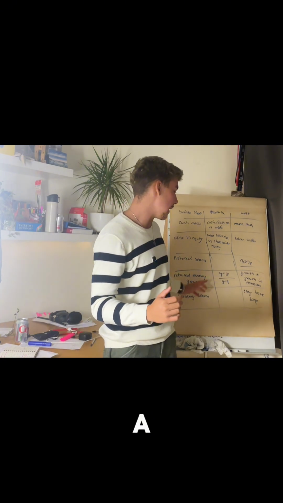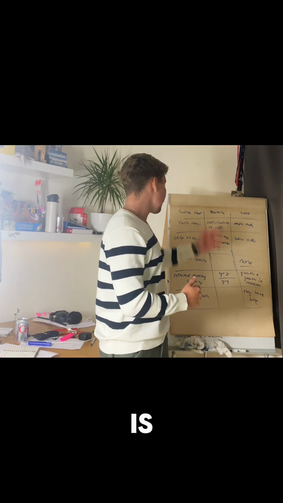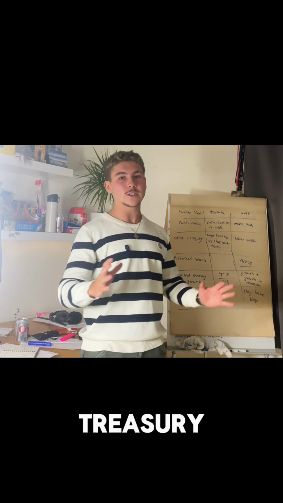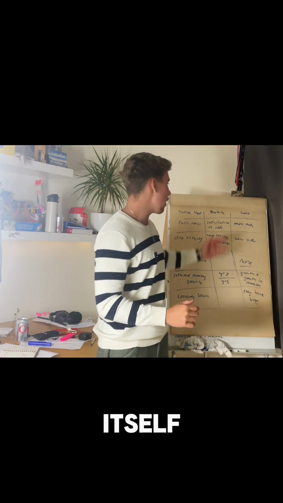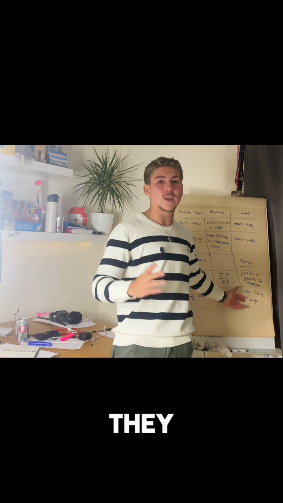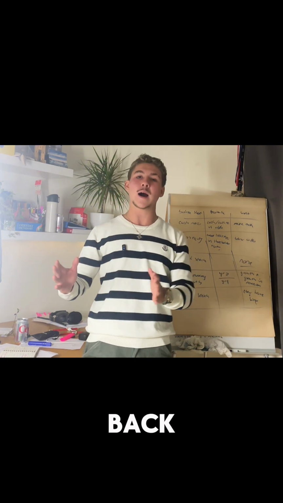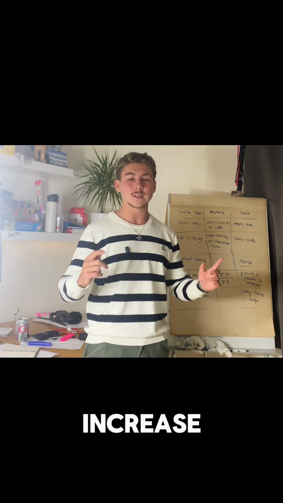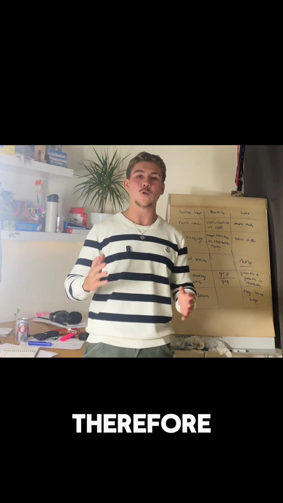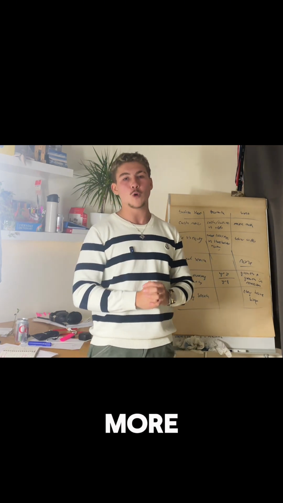The last one is treasury stock. There is no formula, there should just be treasury stock on the balance sheet itself. But what Warren Buffett wants is for them to have some. A treasury stock is when the company is buying back their own shares. This will increase the demand for the stock and therefore increase the price, making you more money.